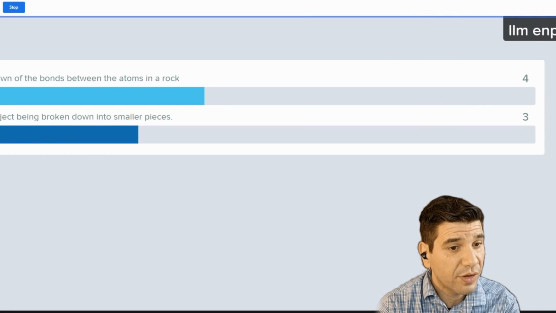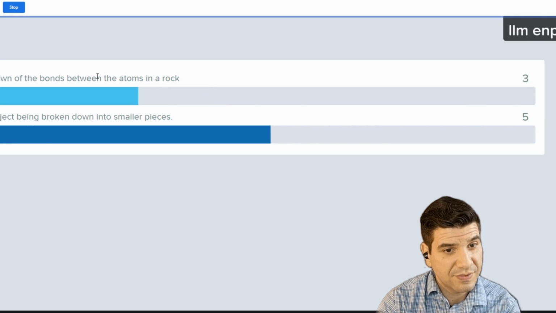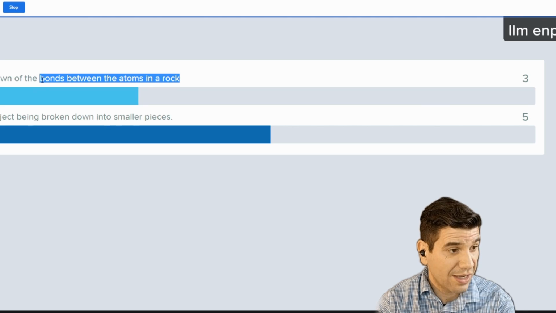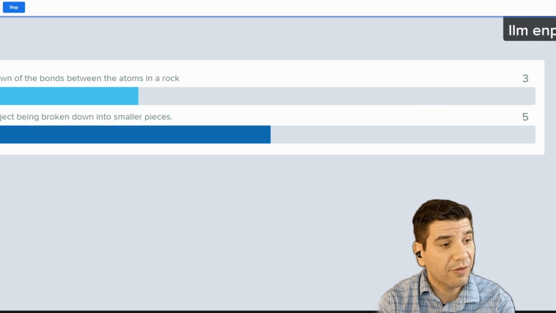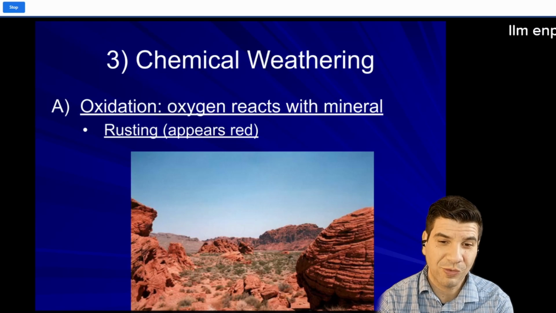All right, so believe it or not, the answer is B, a large object being broken down into smaller pieces. Whenever we talk about the atoms being broken down or changed, we're really referring to chemical weathering. And that brings us to chemical weathering.